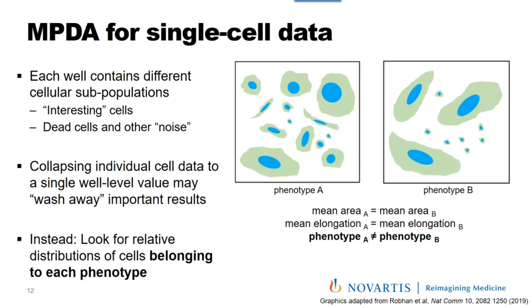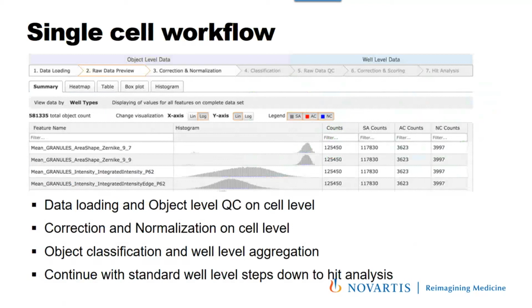So the downside of that is by taking all this rich data and collapsing it to a single well-level measure, you may end up washing away some of these interesting phenotypes. So in this case, it's better to go down to the single cell level and start looking at some per cell distributions that belong to a given phenotype. And so that's where the single cell level workflow comes in.